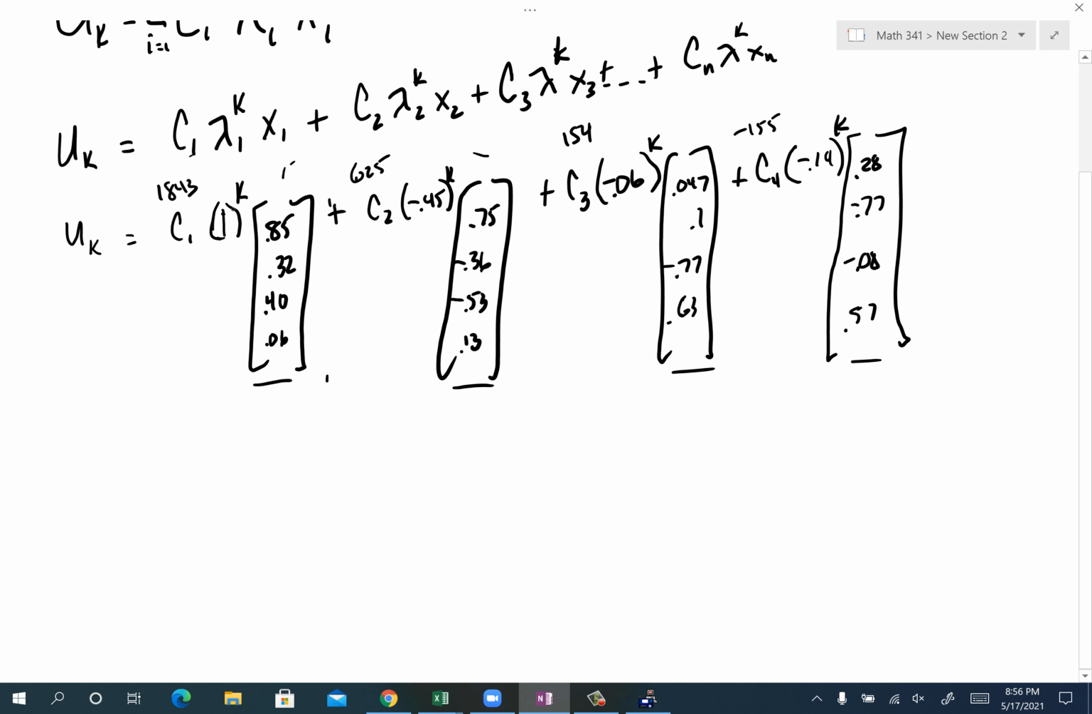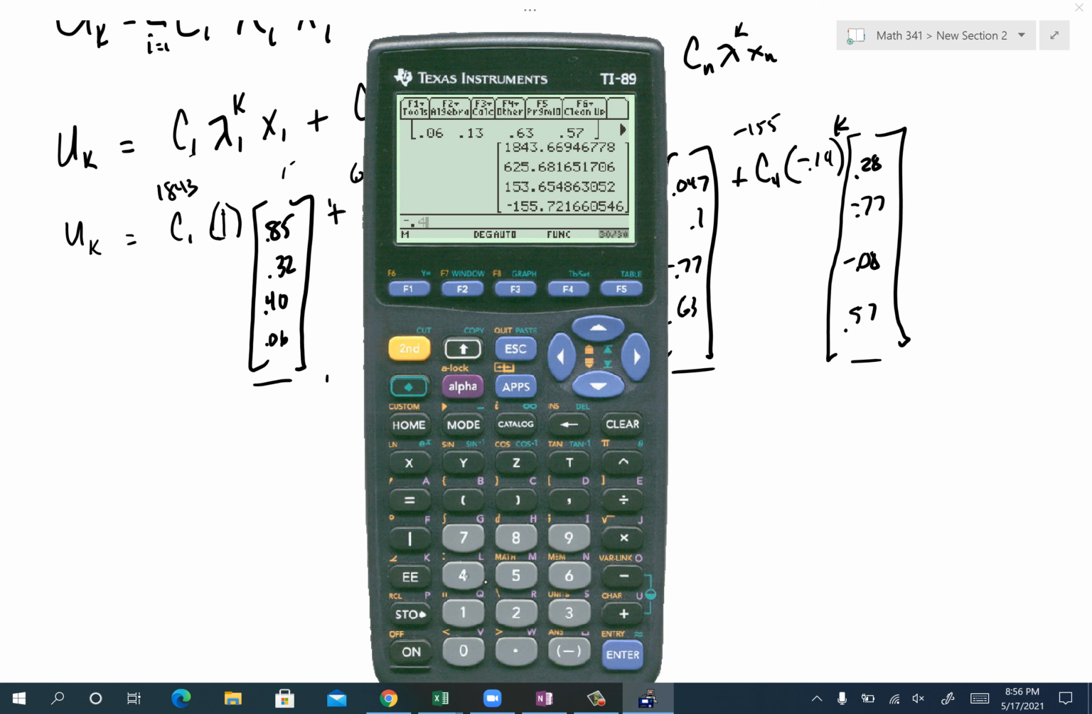Now, obviously, you could type this in, and you can see it all out, and then it's just adding all the way across. Not very hard. Plug 100 here. 1 to the 100 is 1, obviously. And then it's going to be 1843 times 85%, and so forth. And then you get 625, negative 0.45. It doesn't take a brain surgeon to see that this is going to be very small.